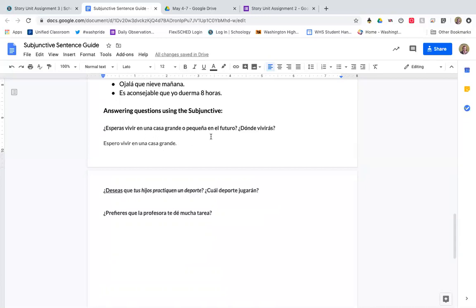The next question uses future tense, so I'm going to use future tense in my answer. "Viviré en Iowa." And here I've answered that question. This might be on a subjunctive assignment, but you actually do not need to use subjunctive in the answer.